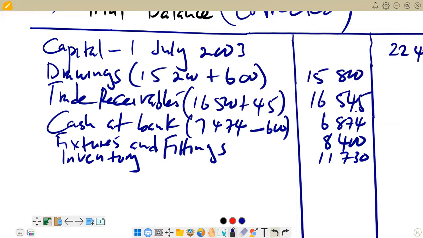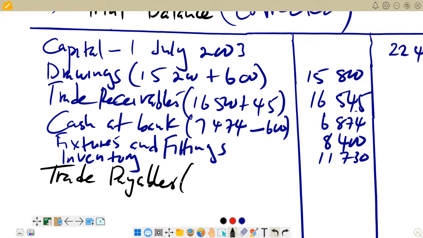So you're just here going to say trade payables, and the figure that we are given in the list of balances is 5,540. Then we add the 360 that was omitted, and then we get 5,900, and this one comes on the credit. It's a current liability, the liabilities come on the credit.